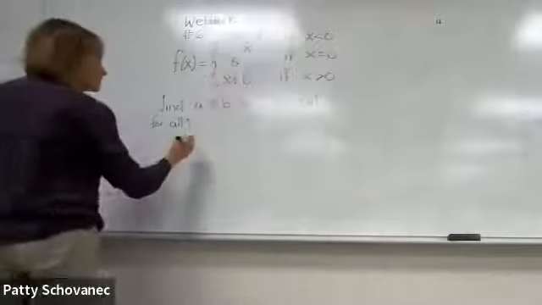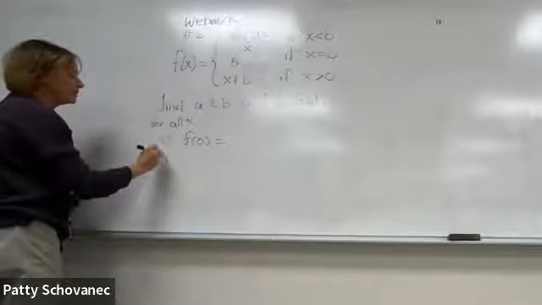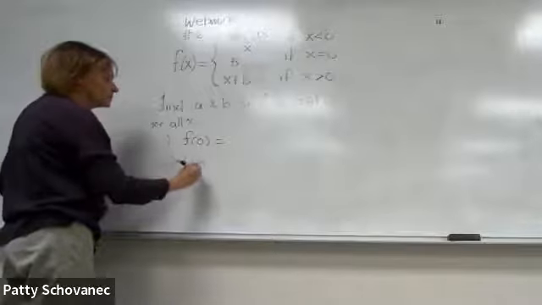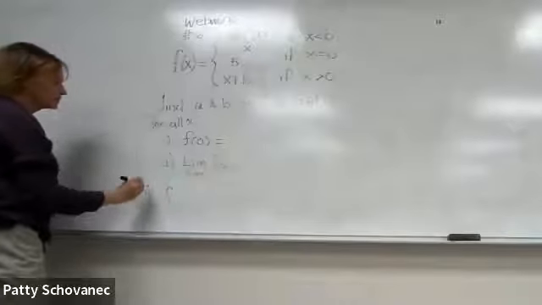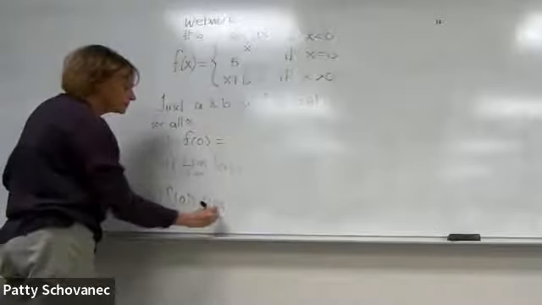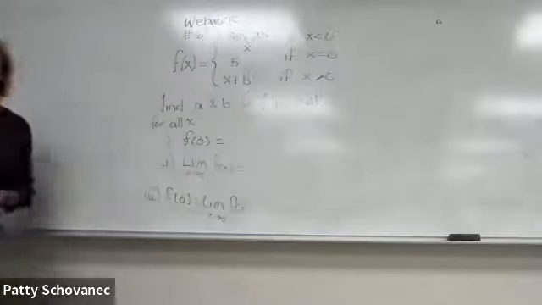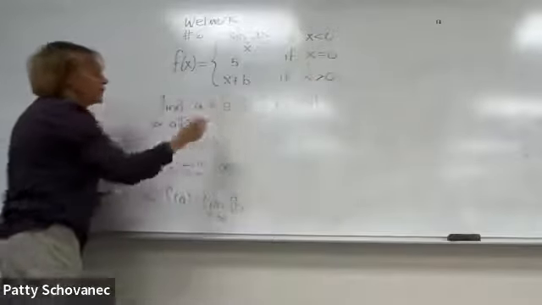So we need those 3 things. F of 0 needs to exist, we need to be able to have a limit as x goes to 0, and we need those 2 things to be the same. We can make this continuous at x equals 0 with the right choice for a and b, and we know it's going to be continuous for all x. So f of 0 is defined. F of 0 is 5.